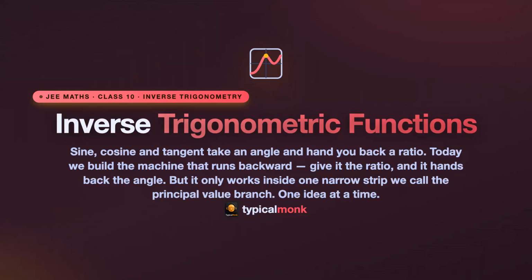Here is something worth sitting with for a moment. Sine, cosine, and tangent are machines that take an angle and hand you back a ratio. Today, we build the machine that runs backward: give it the ratio, and it hands you back the angle. But there is a catch, because sine repeats itself forever. So its reverse machine cannot simply exist unless we choose one narrow strip of angles to live in, the principal value branch. One idea at a time. Take a slow breath. Let us begin.